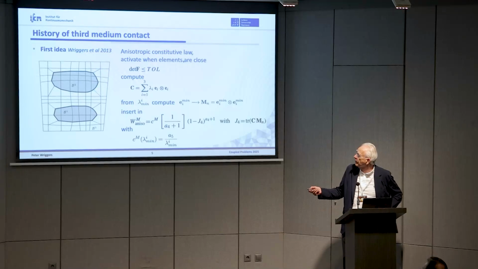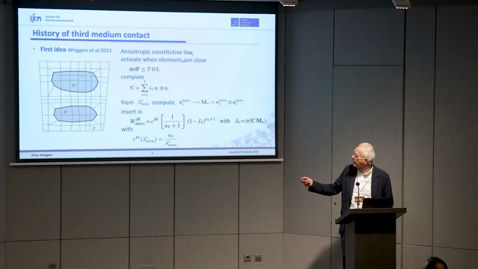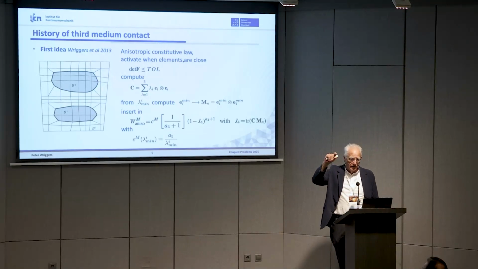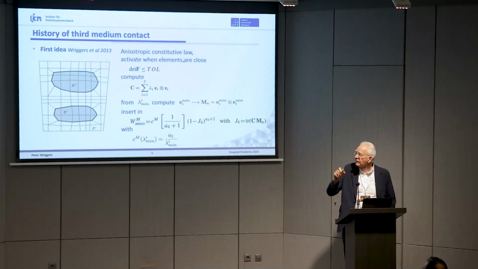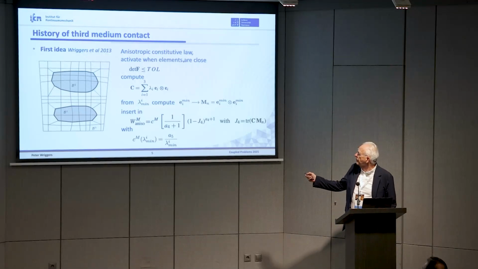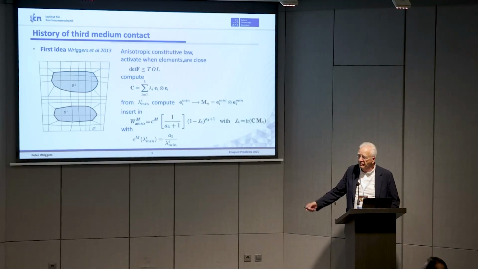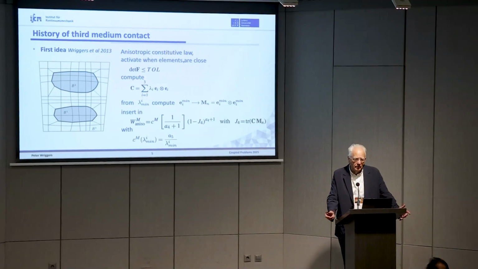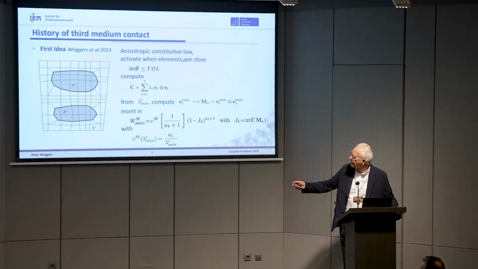This is what we came up with. We were computing the right Cauchy-Green tensor, the eigenvalues, and we took the smallest eigenvalue to compute a normal vector. The smallest eigenvalue was the one which has a squeezing of the elements. And from there we could compute the structure tensor M, which we put into an anisotropic function here to compute the sort of stiffness relation.